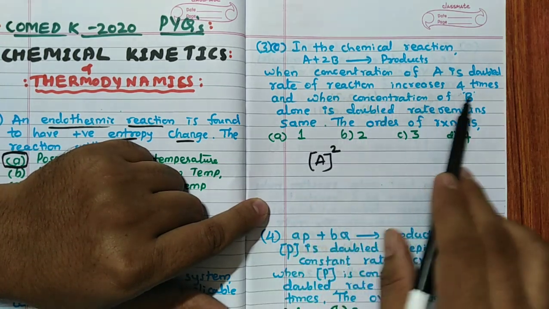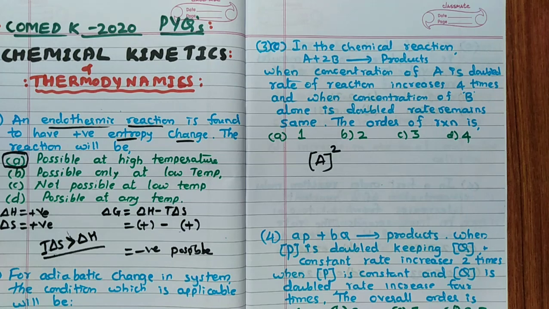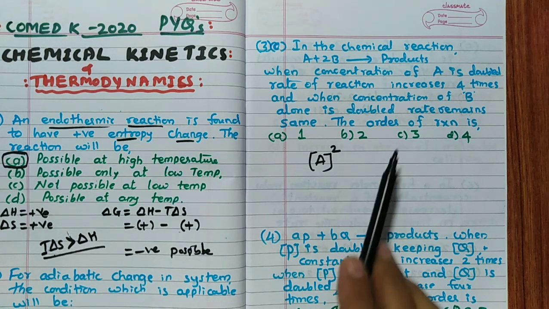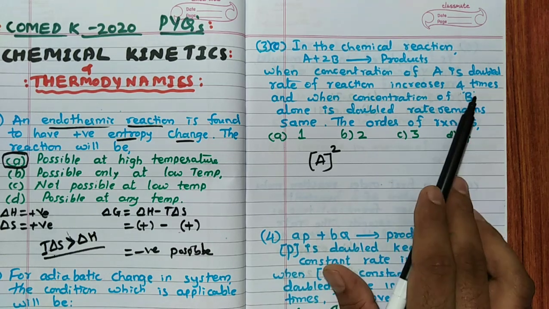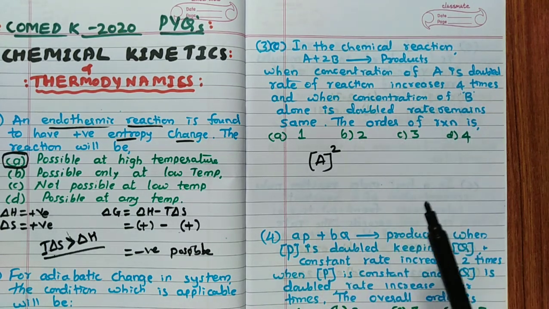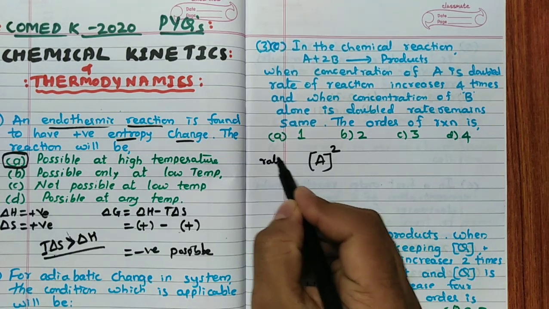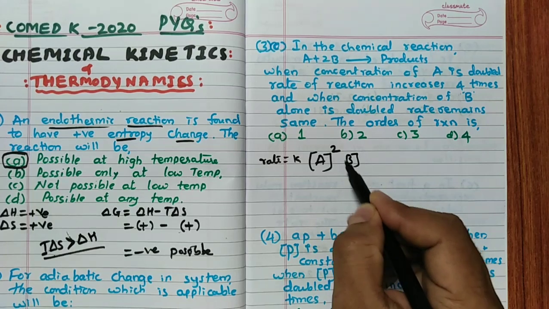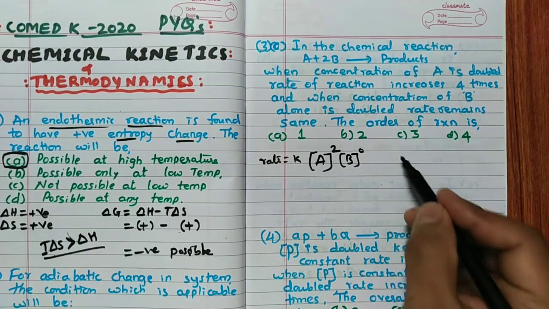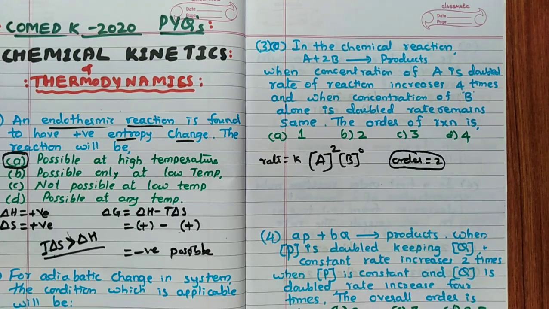Then when concentration of B alone is doubled, the rate of reaction remains the same. So the meaning is that the order of B is independent of concentration. What is the order? Zero order reaction. Hence remember, the rate expression can be given as rate is equal to k into A to the power 2, B to the power 0. So the order of this reaction becomes 2.